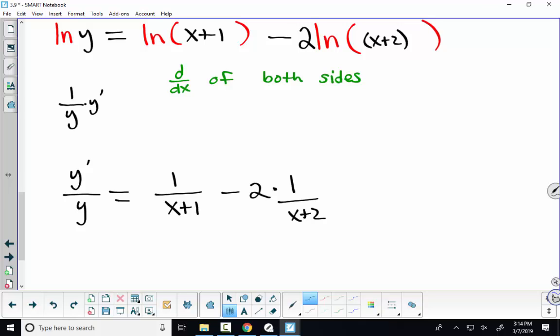But we're after the derivative. So what do we need to do here? To solve for y prime, I need to multiply the other side by y. Multiply both sides by y.